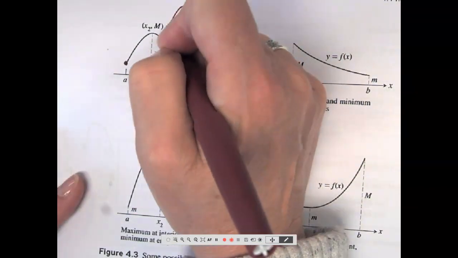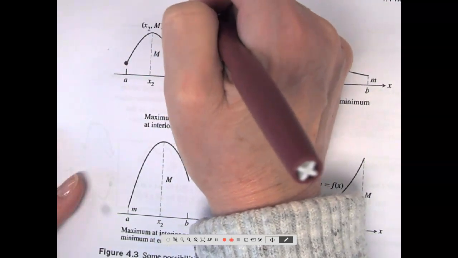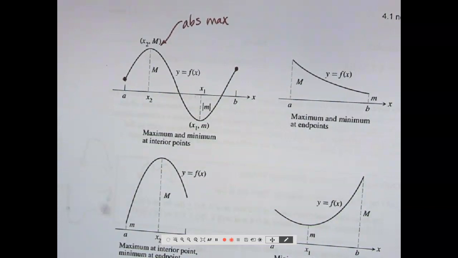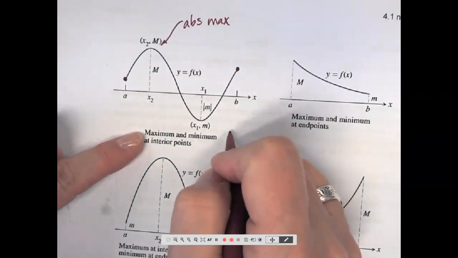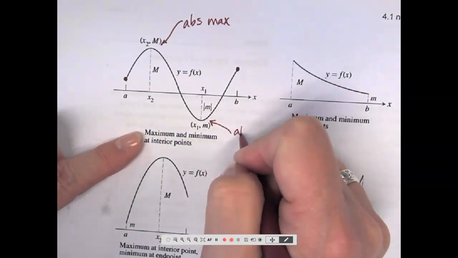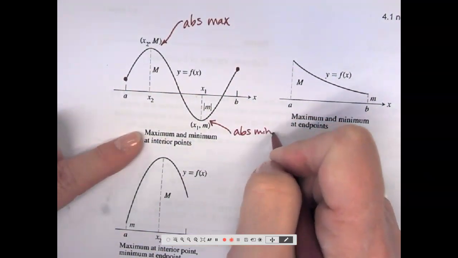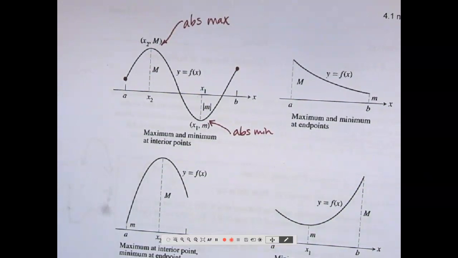Yeah, so that one would be an absolute max. That's how we can abbreviate it. This one down here would be an absolute minimum. Would I have any relative max or mins? Or local?